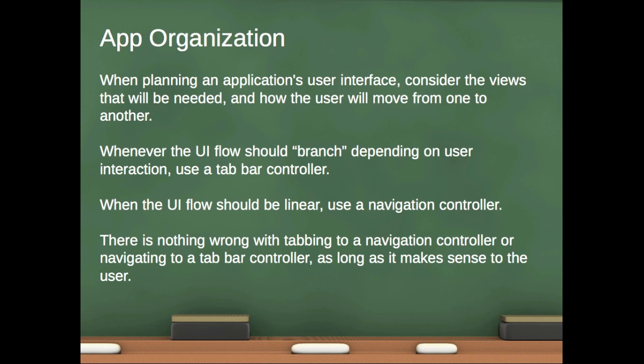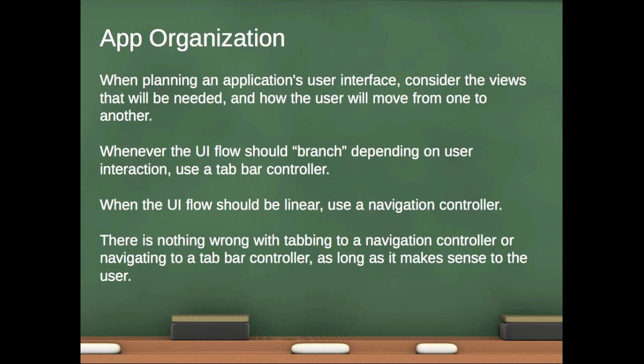So what does this mean as far as how we would organize our apps using tab bar controllers and navigation controllers? Well, when we plan the user interface, consider those views that are going to be needed after we consider the model and how the user is going to move from one of those views to another. And put very simply, whenever that user interface flow should branch, depending on user action, use a tab bar controller. But whenever that user interface flow should be linear, we want to use a navigation controller.